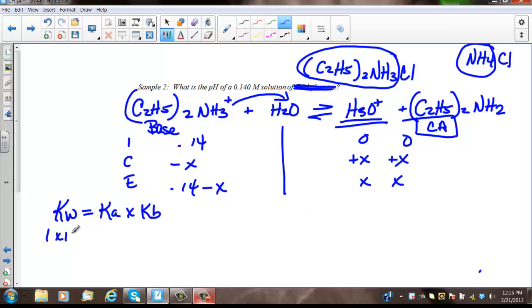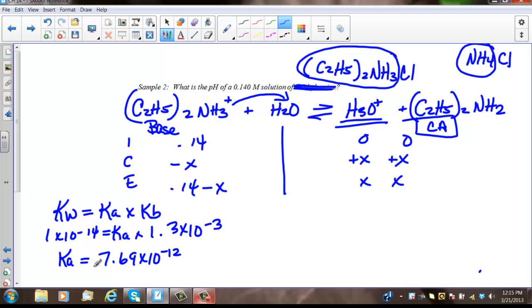So 1 times 10 to the negative 14th. We don't know our Ka. The Kb of the dimethylamine, if we look that up in the chart, is going to be 1.3 times 10 to the negative 3. In solving for Ka, we get a Ka equal to 7.69 times 10 to the minus 12. Just looking at this Ka tells us this is an extremely, extremely weak acid.